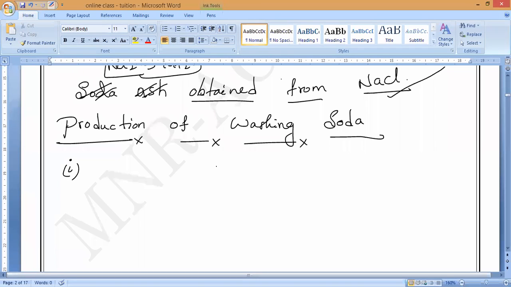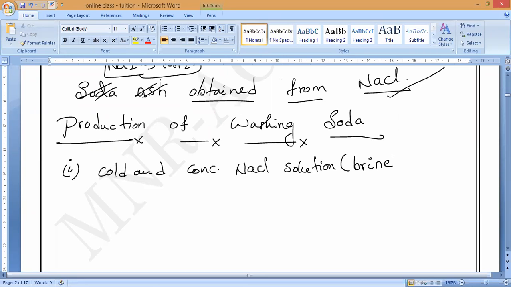It is also obtained from sodium chloride. So what we have to do is take a cold and concentrated solution of sodium chloride. What is the first step? Cold and concentrated sodium chloride solution. Kevin, concentrated sodium chloride solution is called as? Brine, sir. Brine solution. Brine is reacted with ammonia. You have to tell the equation.